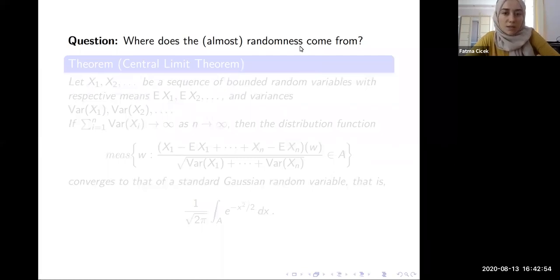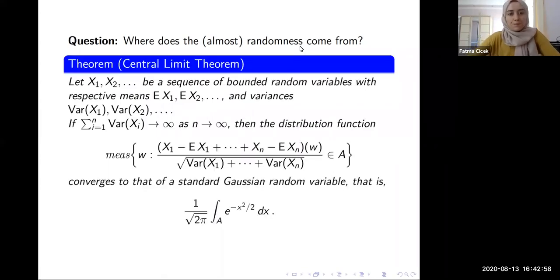So how do we get a central limit theorem for the zeta function? This is a central limit theorem from probability theory. You have a sequence of bounded random variables, but the important assumption is that the sum of the variances up to, say, n, when n tends to infinity, has to diverge to infinity.